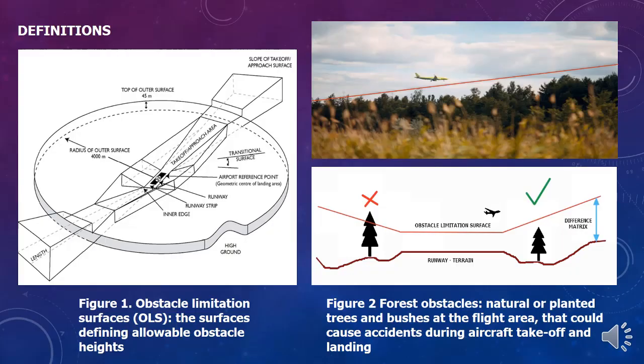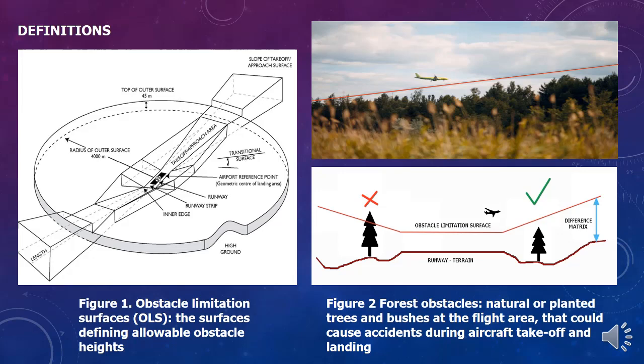Let's point out the air navigation definitions covered in the presentation. High artificial or natural vertical objects near an aerodrome runway can be obstacles and cause accidents during aircraft takeoff and landing. In general, obstacles are fixed and movable vertical objects that extend above the special limitation surfaces. The obstacle limitation surface defines maximum permissible obstacle heights. Positive extents are considered critical. Such objects must be removed.